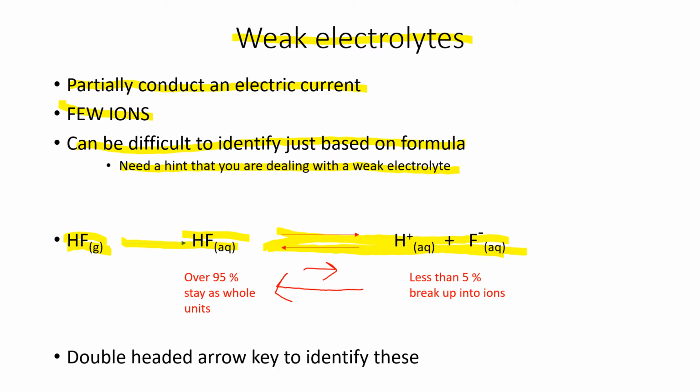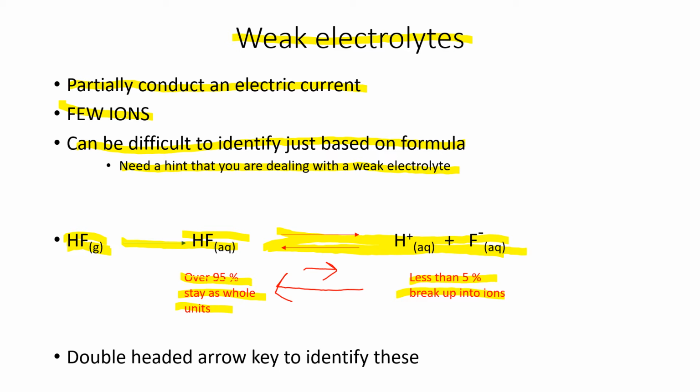Usually for these weak electrolytes, over 95% of the particles stay together as whole units, and less than 5% actually break up into ions. So if you started with 100 units of HF, you may only get 2 H+ and 2 F-. You may only get 4 units of ions coming out of that if only 2% of these break up. So you get a little bit of ions.